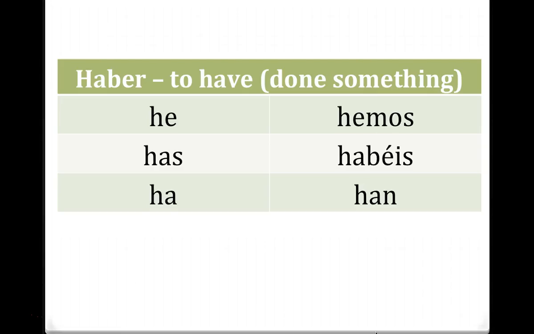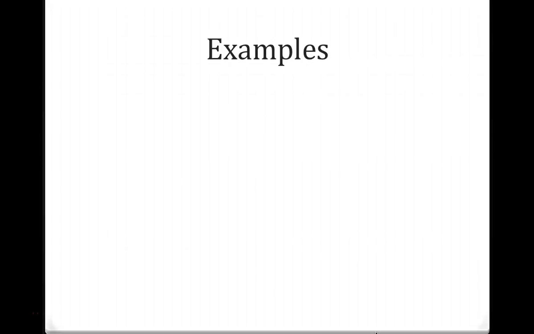These are the 6 conjugations of the verb haber that you'll need to know. So if I say "yo he" and then I use a past participle with it, it means I have done whatever that past participle is that I'm using. So the tú form would be has, the él, ella, usted form is ha, nosotros, hemos, vosotros habéis, and ellos, ellas, ustedes, han. Let's look at some practical examples.